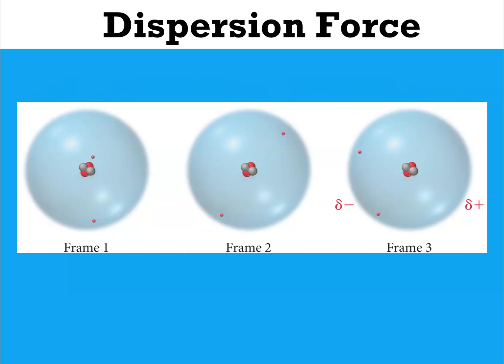One image, for example, if we're taking a snapshot of things, in frame 1, we can see the electrons are just kind of, one in the center, one on the side. In frame 2, they're on opposite sides.